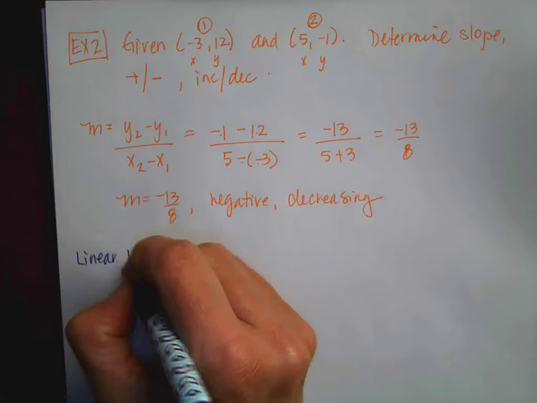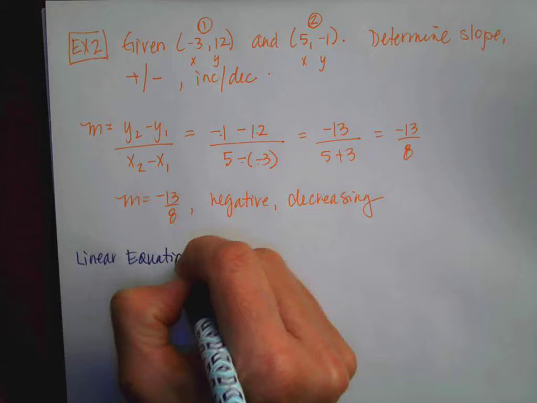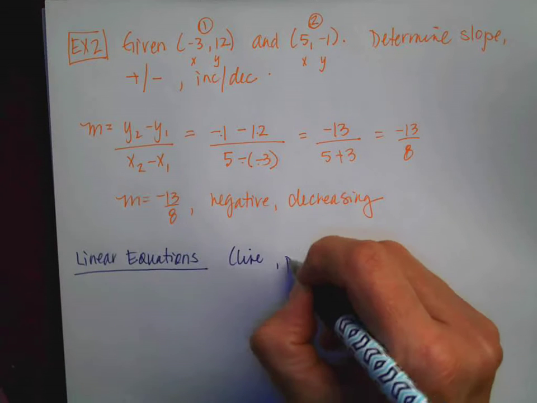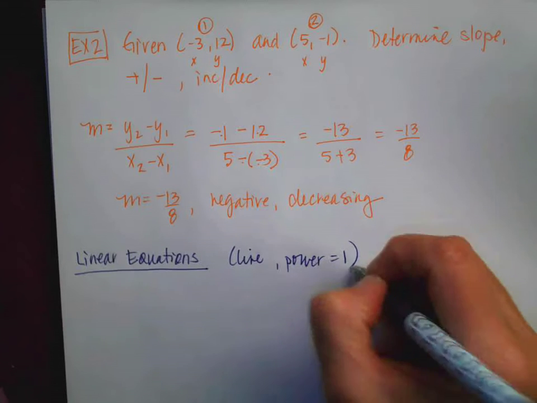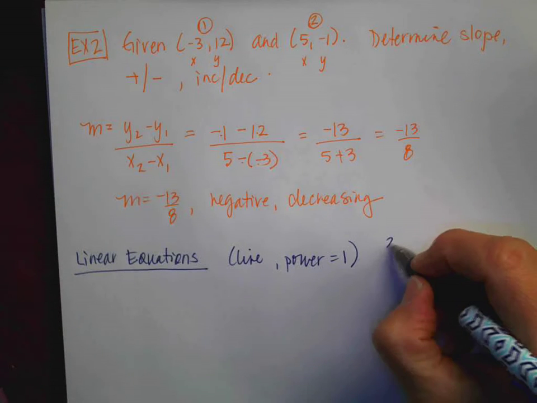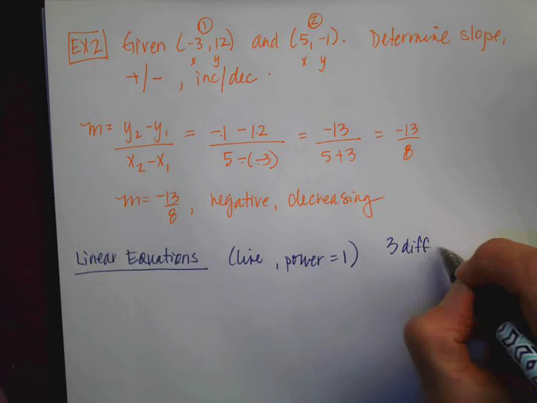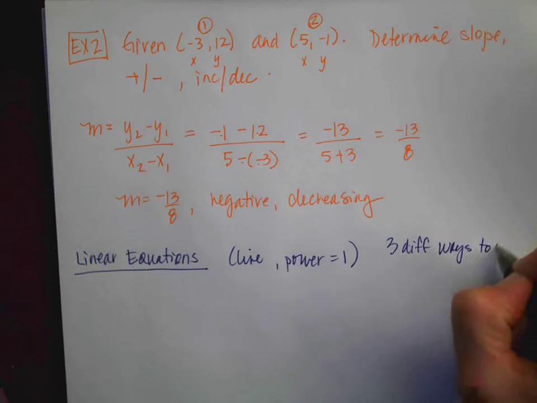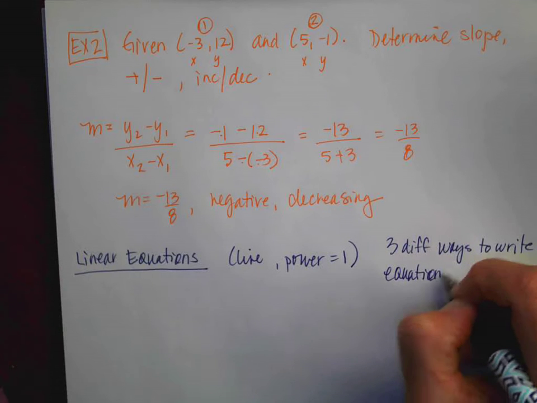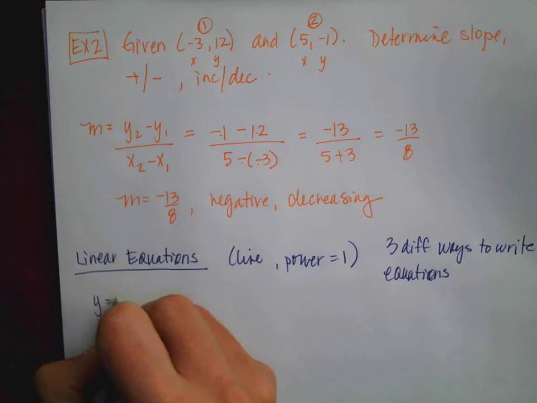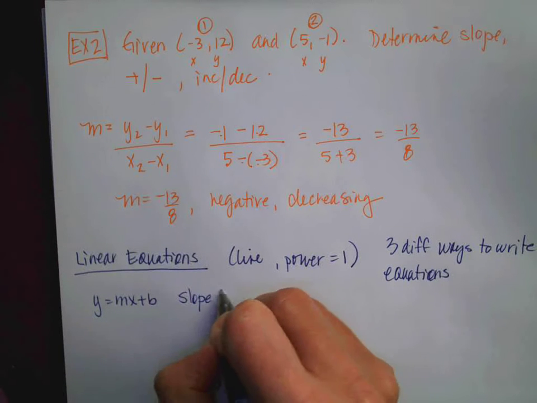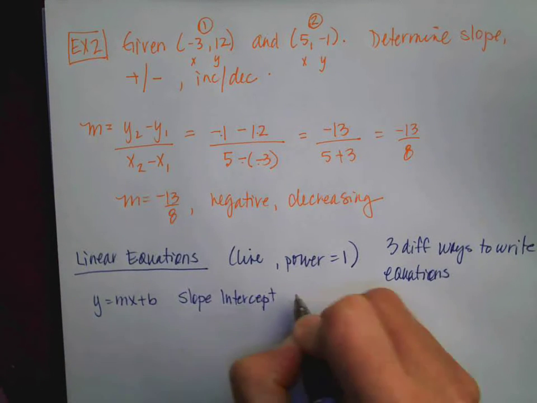The next thing that we're going to talk about are linear equations. And linear means that it is a line, which means that the power is 1. Okay? There's 3 different ways to write equations of lines. We're going to focus on one. We're going to focus on y equals mx plus b. Technically, it's called the slope-intercept form.